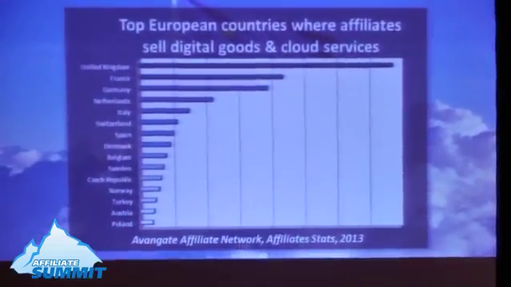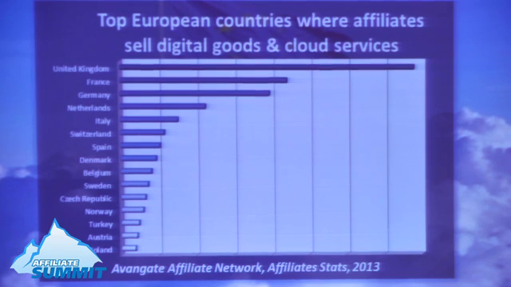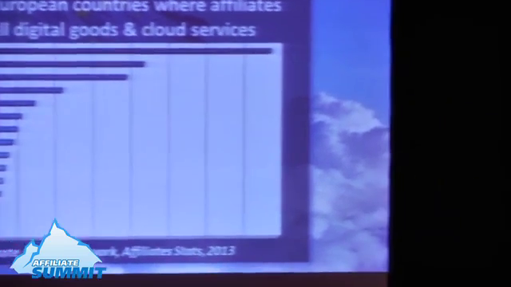So this is a sample of statistics that we've done at Avangate, and it concerns the sales through affiliates of digital goods, mainly software and services like cloud services. What these statistics confirm is that the mature markets are doing much better at this moment than the new ones. You can see the United Kingdom was always ranking first in terms of sales of any kind in Europe.